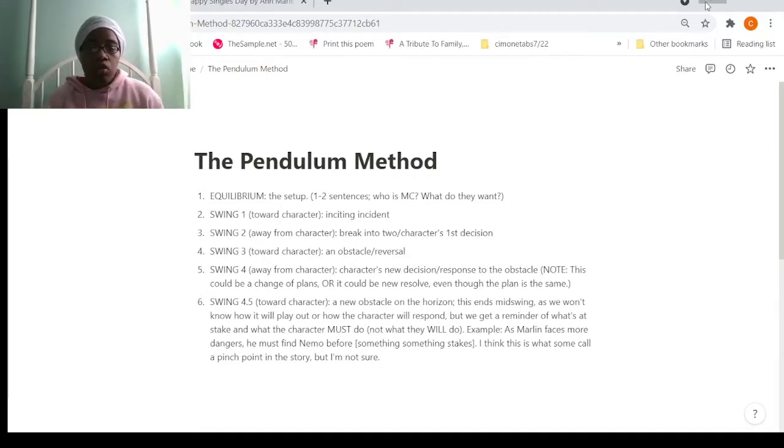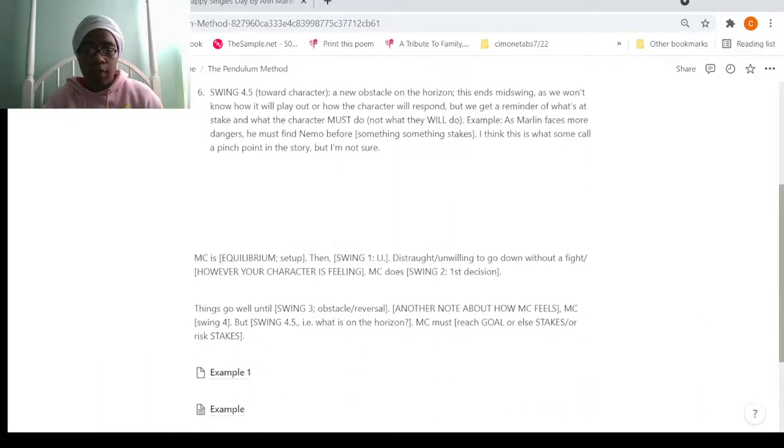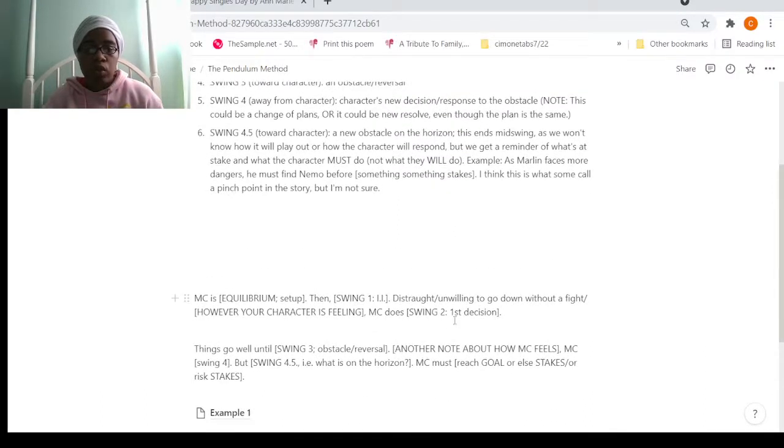Okay, so I have also written this in a little bit of a Mad Lib form, or I guess you could call it a formula, right? So you can make all of these swings and then put them into this format. I like to have, here, a hint at your character's rationale before swing 2. And then this, where it says things go well until, you could also say this is the change in the status quo or something.